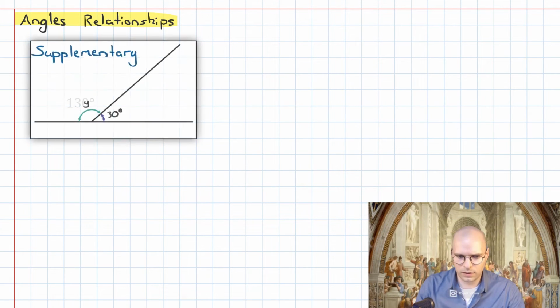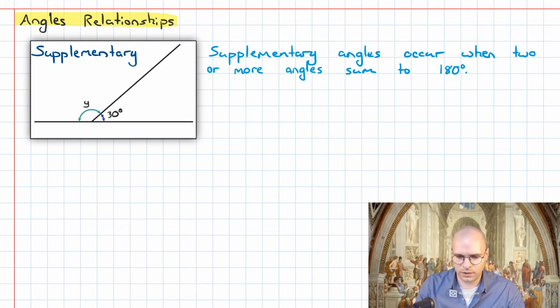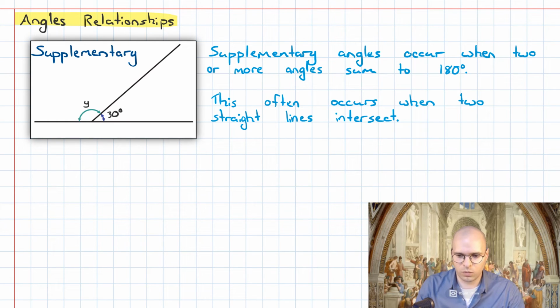Moving on. Supplementary angles. Supplementary angles occur when two or more angles sum to 180 degrees. This is shown on the diagram on the left here. We have two smaller angles, y and 30 degrees. Both of these sum to 180 degrees. This often occurs when two straight lines intersect.